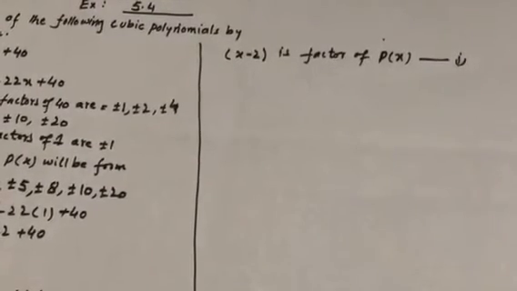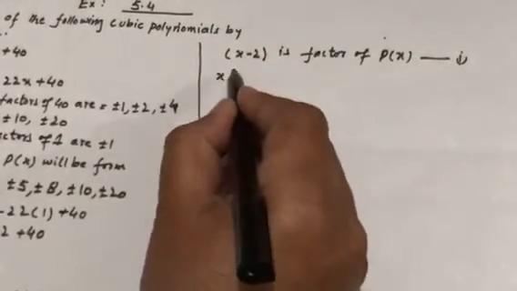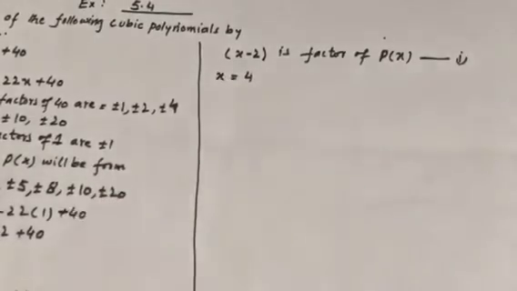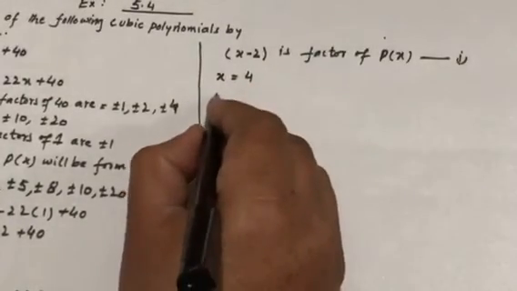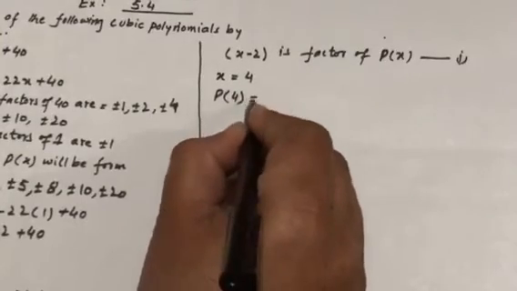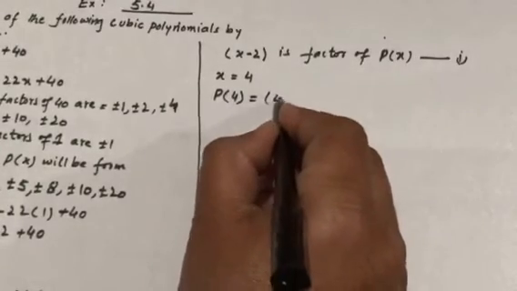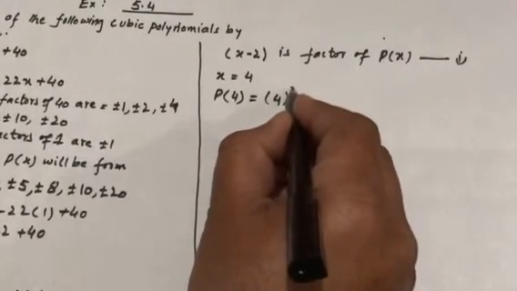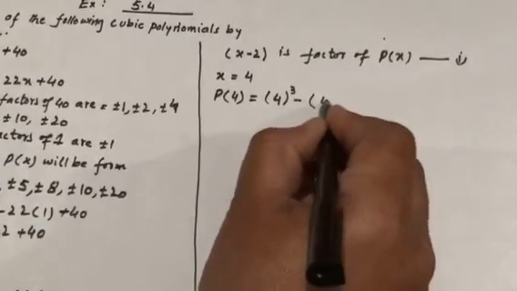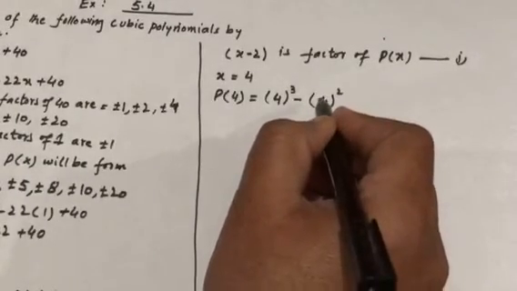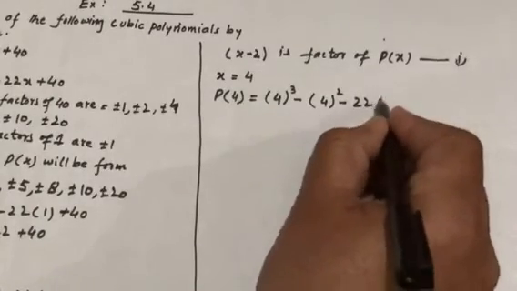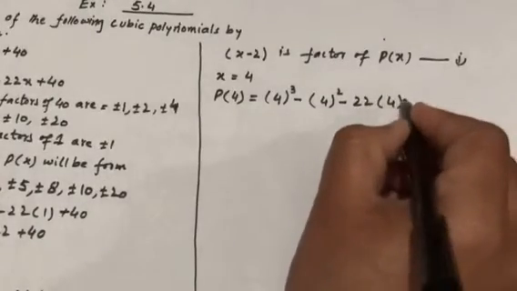Okay, now we'll take the next factor of x. If we take x as 4 and replace it by x in the given polynomial, so we will have p(4), which is equal to, now we are going to replace x by 4 in the polynomial, so x is replaced by 4, so we have 4 cube minus 4 square minus 22 into 4 plus 40.